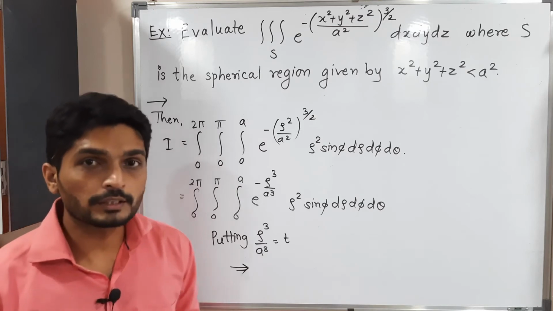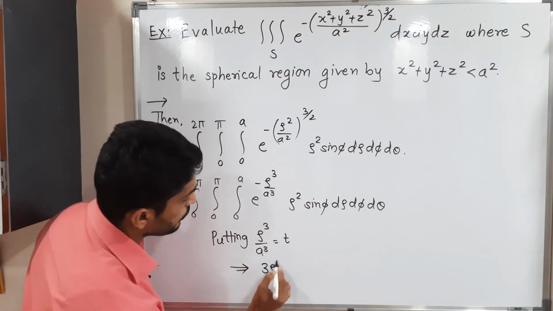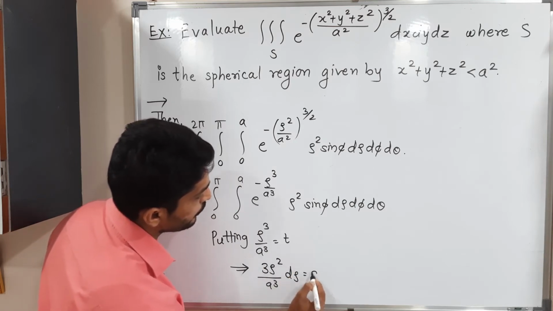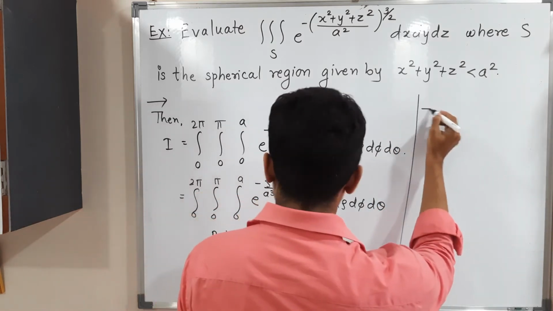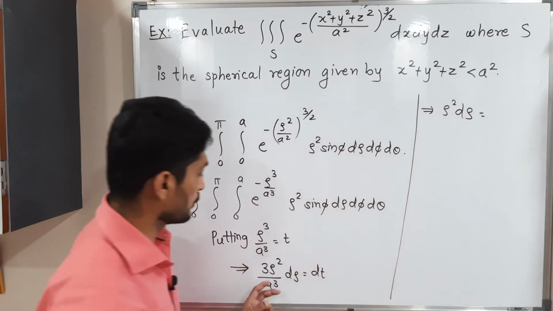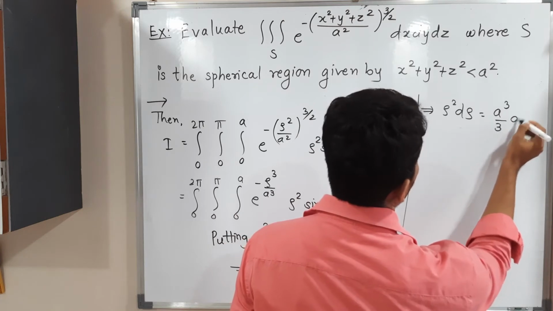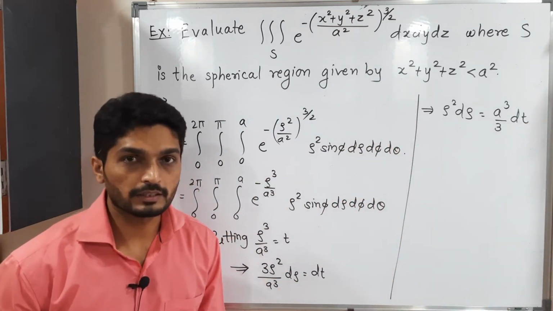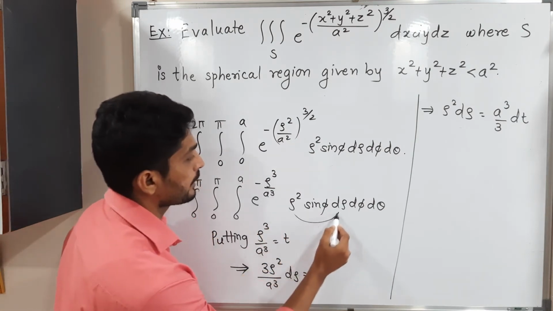Okay, so when we put anything, what we do first, we take its derivative. What is its derivative? 3 rho square divided, a cube is constant, no need to worry, d rho, derivative of t is 1, so dt. That means rho square d rho is equal to, I am shifting all these things there, so a cube by 3 dt. I am shifting a cube and 3 on that side, so a cube by 3 dt. So this is the value of rho square d rho.